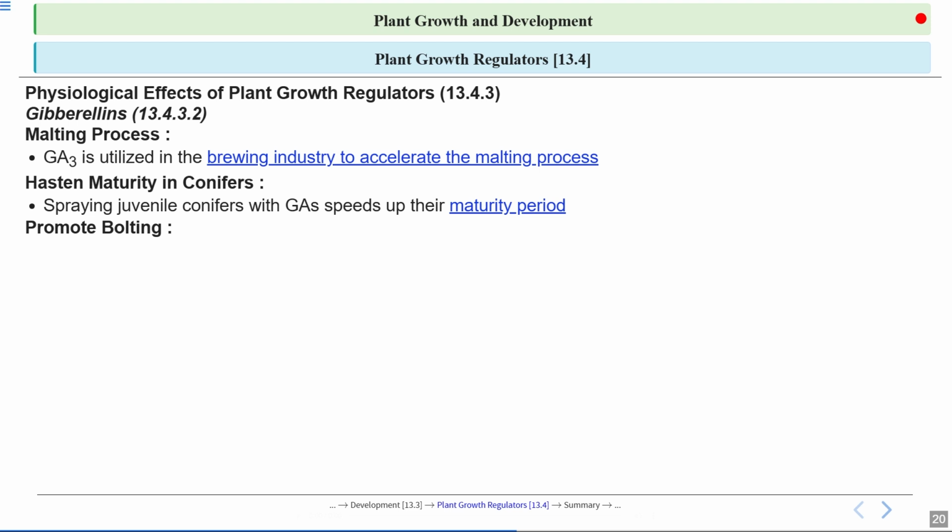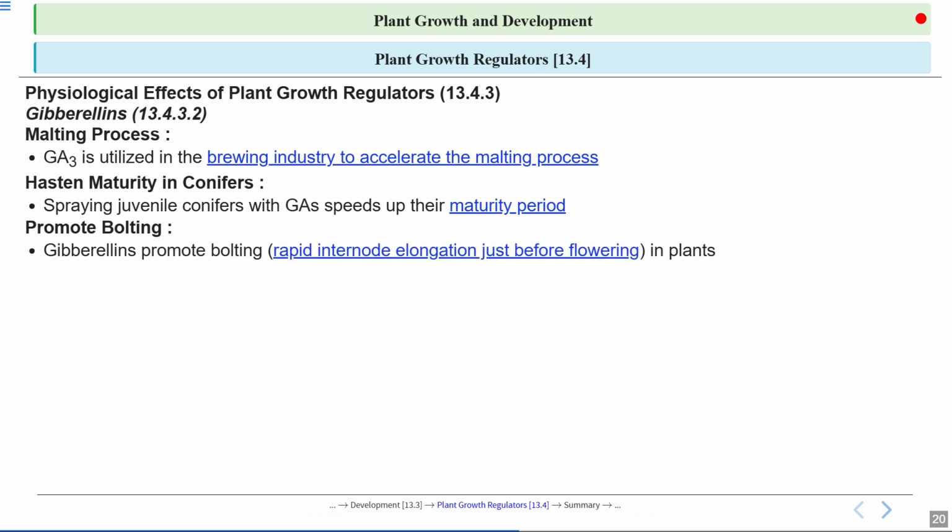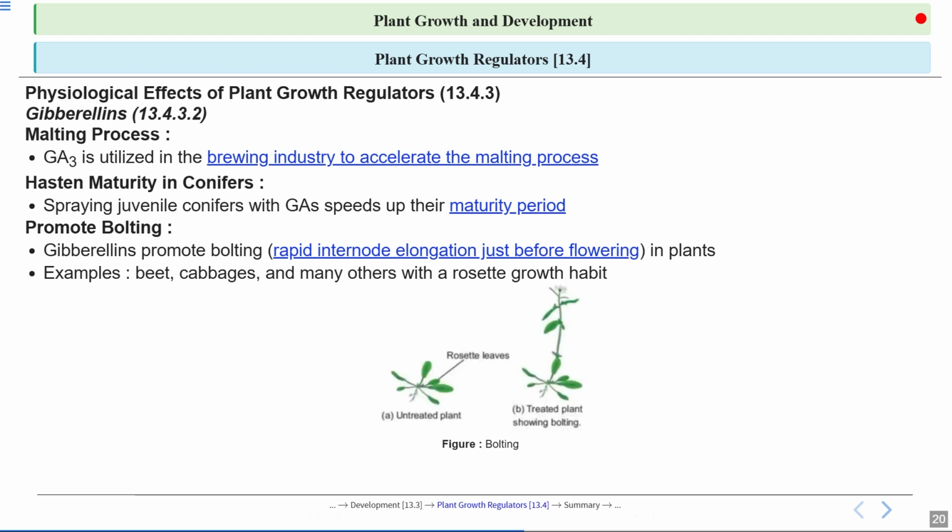Promote bolting. So it promotes bolting, rapid internode elongation just before flowering in the plants. Examples, if you see, beet, cabbage, and many other rosette growth habit plants. So here you can see the untreated plant, very short. It's showing the rosette habit. But when you spray it with gibberellin, you can see the internode region of the plant gets elongated. And the rosette habit is not there. So this is called bolting.